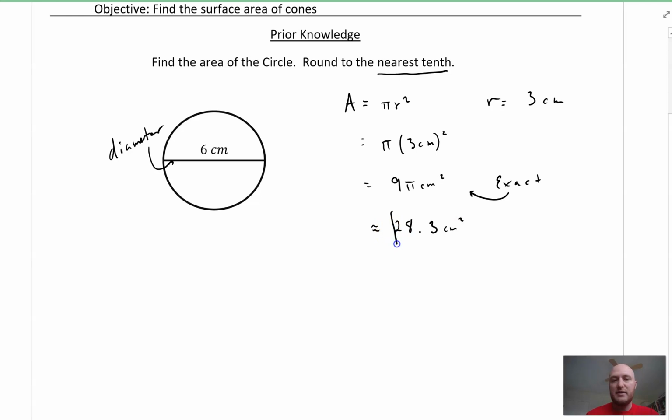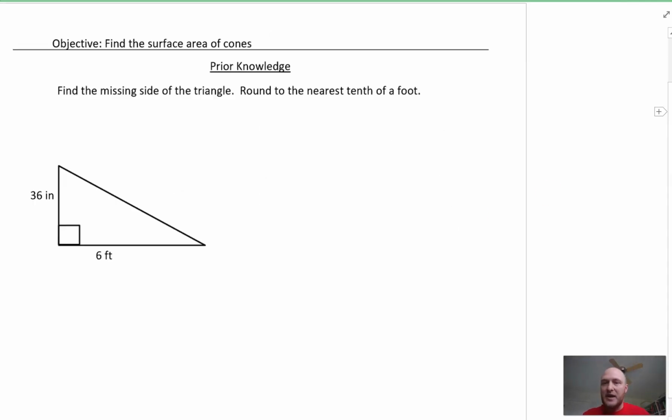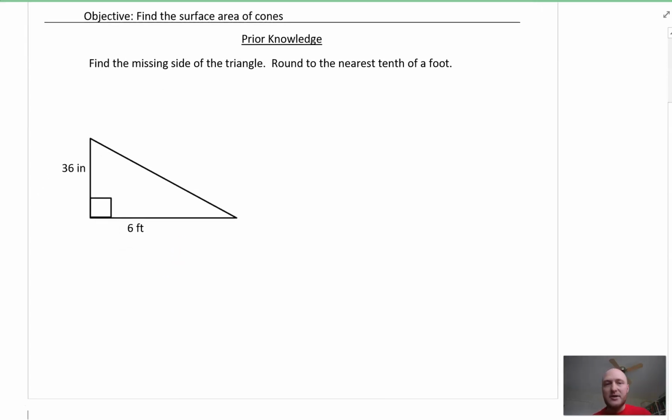And there you have it. An important note: don't multiply by 3.14, multiply by the actual pi function inside your calculator. Something else we're going to have to do with cones is calculate what's called slant height, and this can be represented by a right triangle.